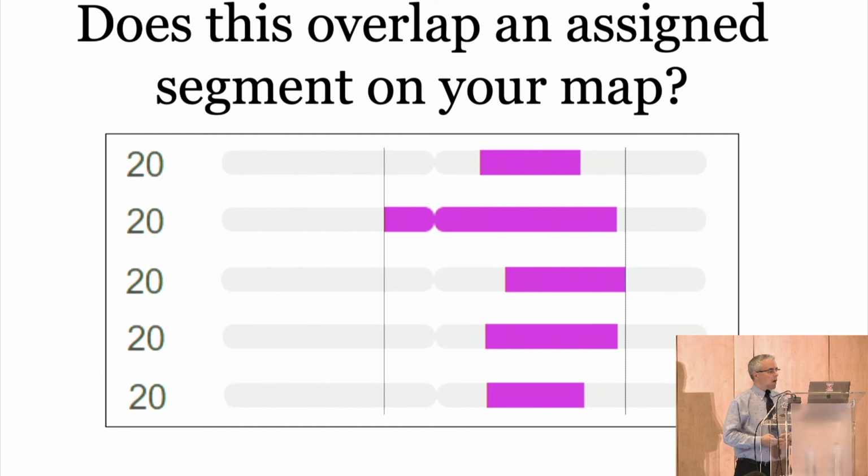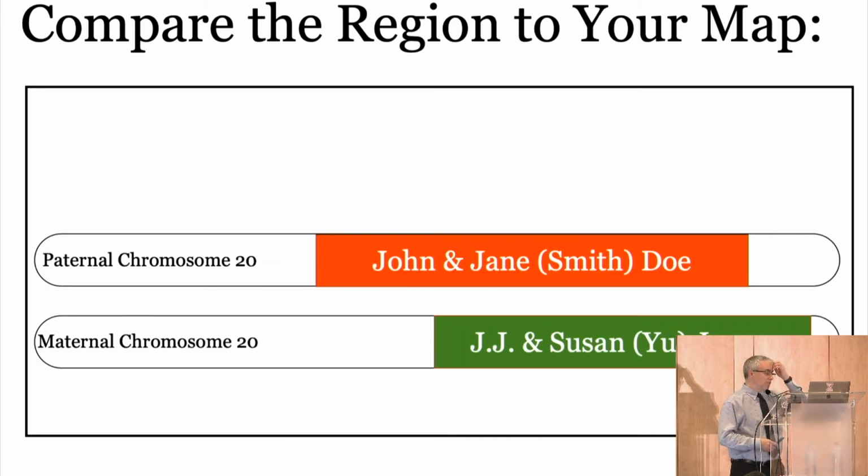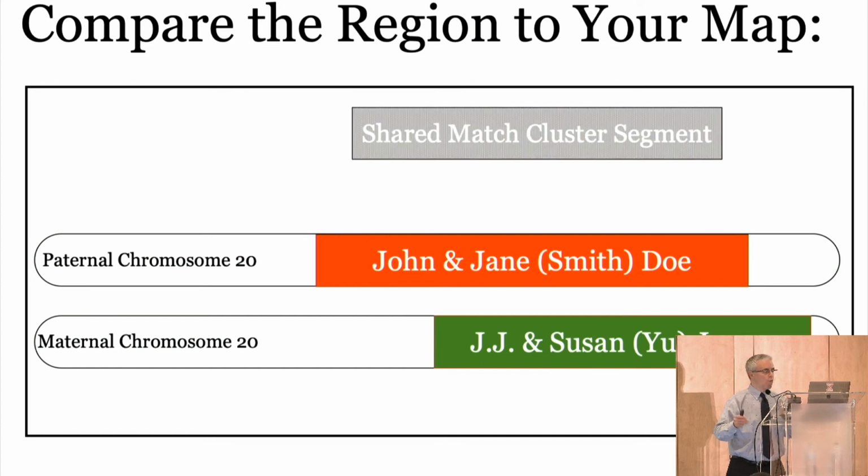and I'm simply asking the question, does this piece of DNA on chromosome 20 overlap any of the assigned segments that I already have on my map? And so I'm going to do that for chromosome 20. Here are the pieces again that I've assigned on this particular chromosome. Another piece from Jane and John and Jane Doe, for example. And on the maternal chromosome is JJ and Susan U. James. Right? So now what do I do? I take that piece of information, I overlay it here, and I have an instant hypothesis. This person has to be related to, or this cluster has to be related to me through one of these two lines, right? That's the only option.